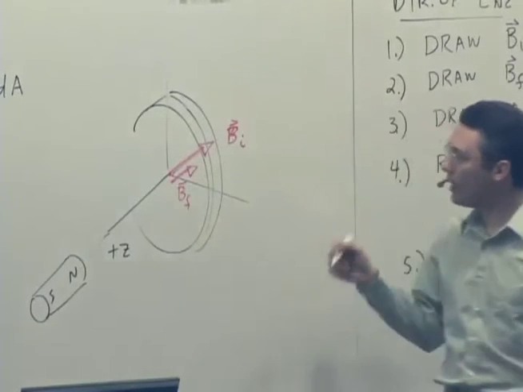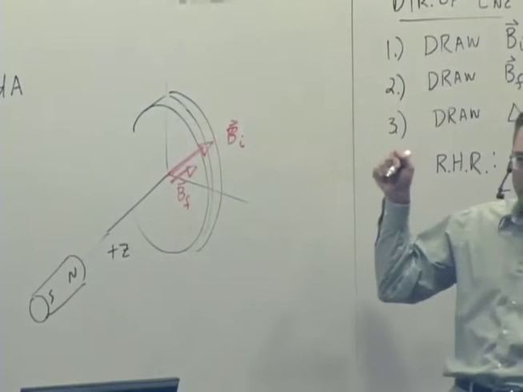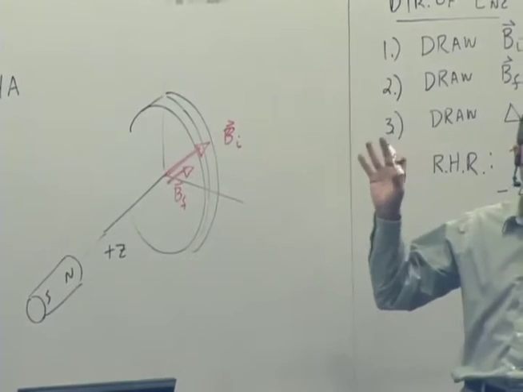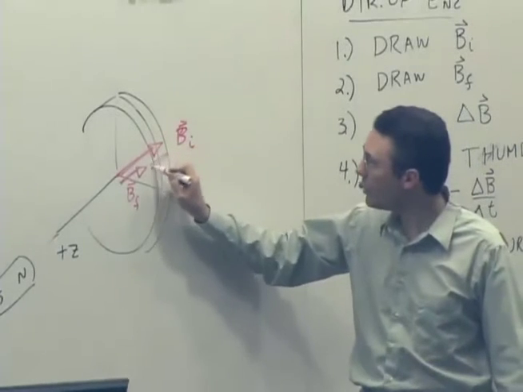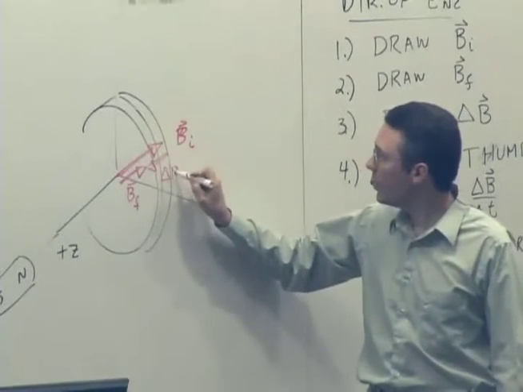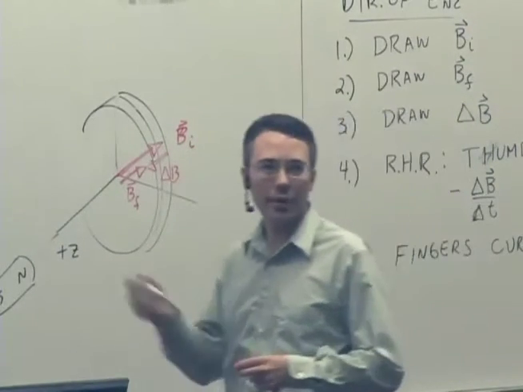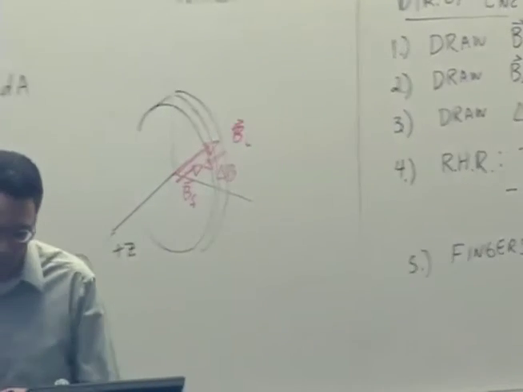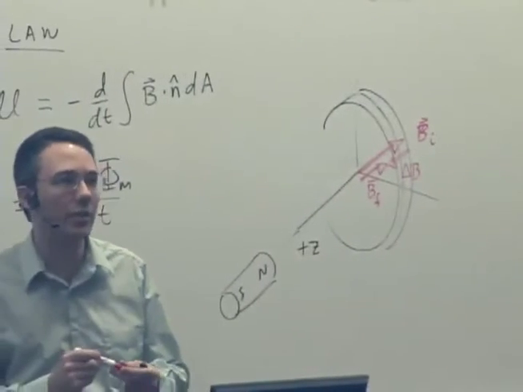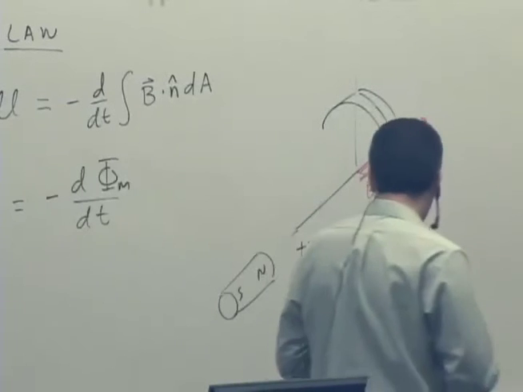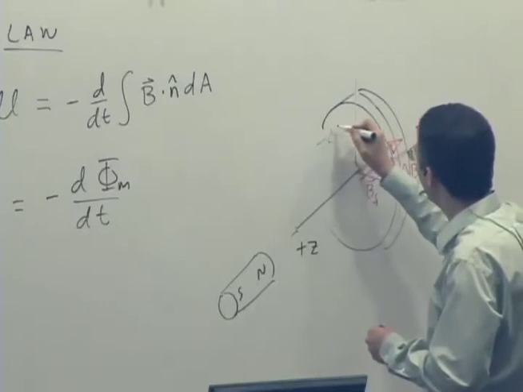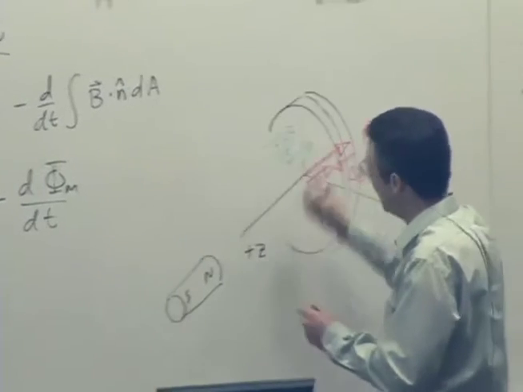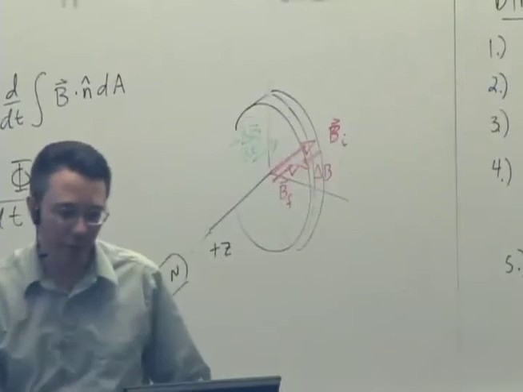Delta B, the change in B, points positive Z, right, from initial to final. So negative dB dt points in the negative Z direction. So number 6 is correct. Okay, so let's draw that. And I'll draw in a different color here. We have negative delta B over delta T pointing in the negative Z direction.